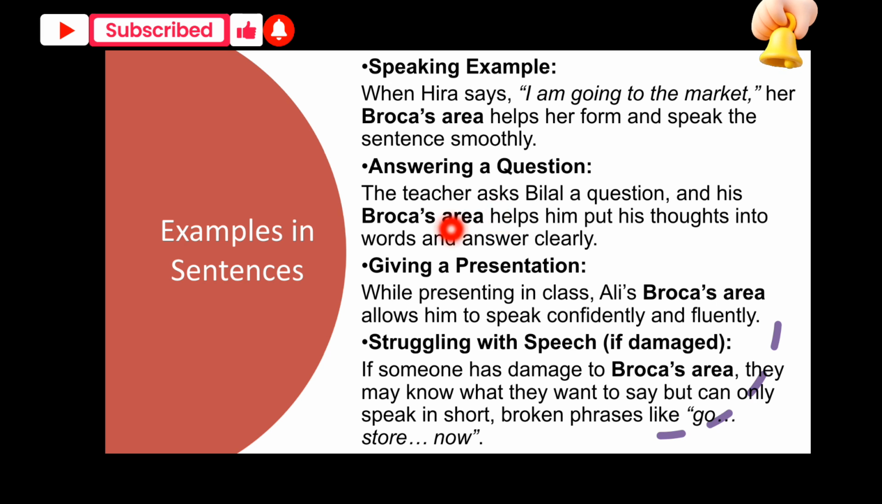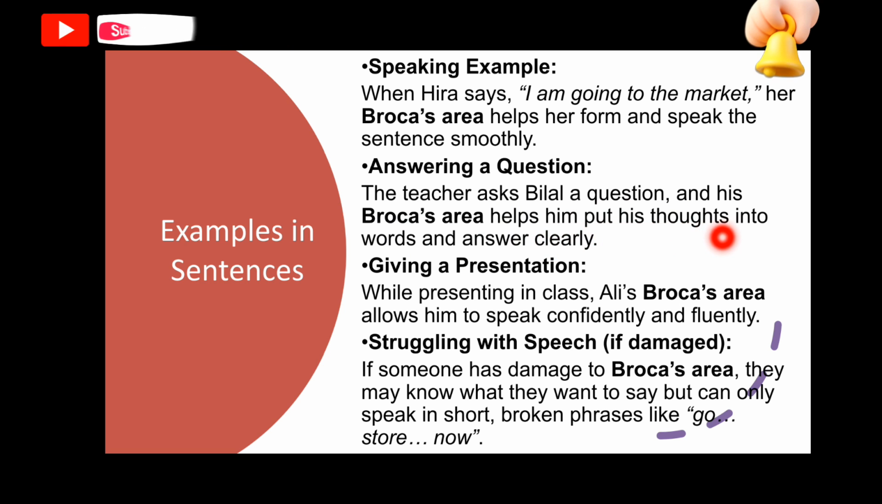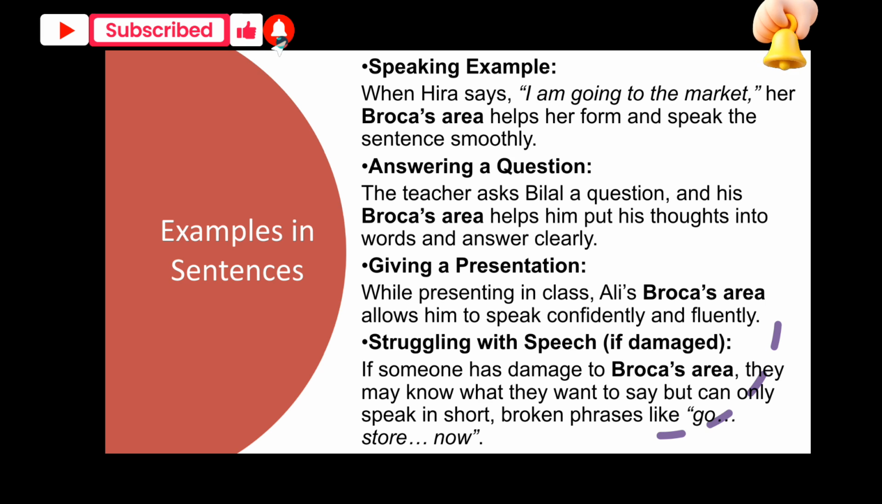Answering a question. The teacher asked Bilal a question, and his Broca's area helps him put his thoughts into words and answer clearly. Again, Broca's area is responsible if someone asks you a question and you answer using words.